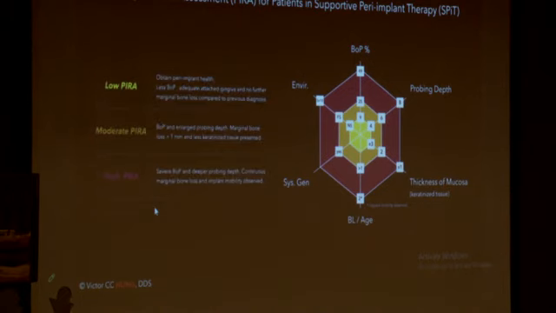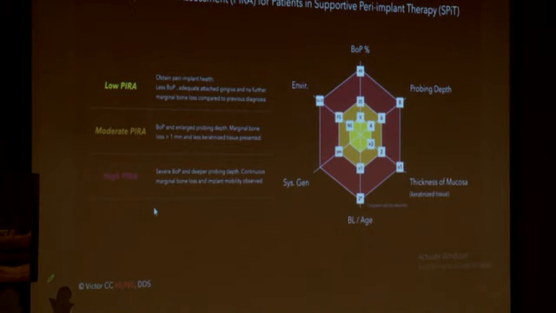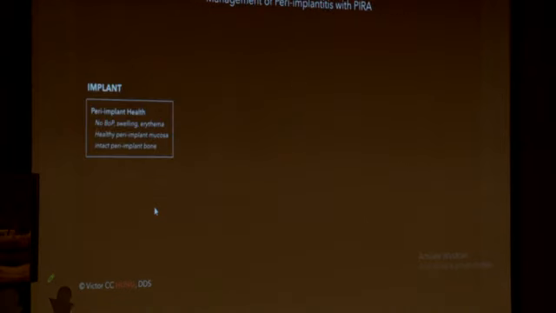So when you have a low PIRA, you obtain peri-implant health. When you have a moderate PIRA, you might have peri-mucositis, and when you have a high PIRA, which means you have peri-implantitis, it needs to be treated properly. So when you have an implant, there will be a healthy implant, no bleeding, no swelling.